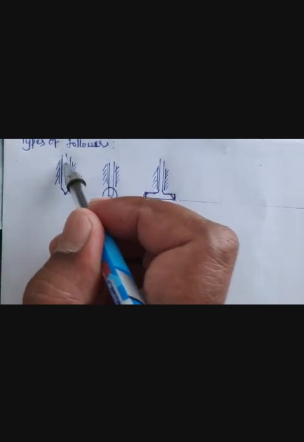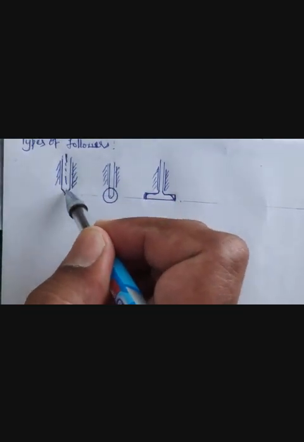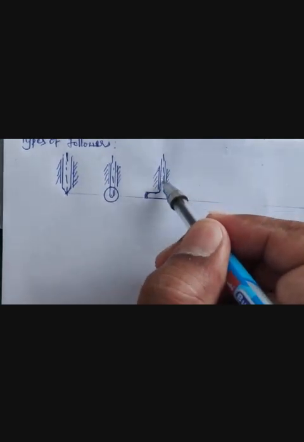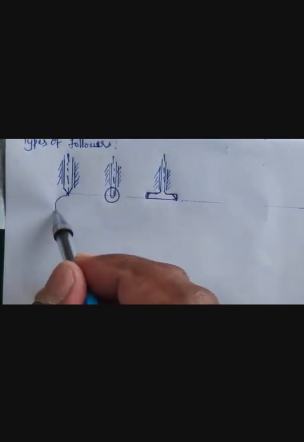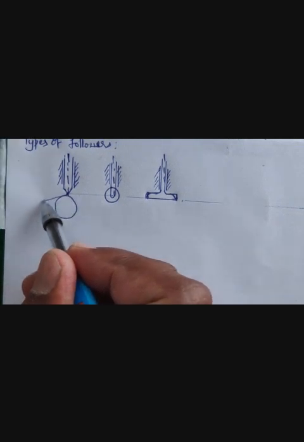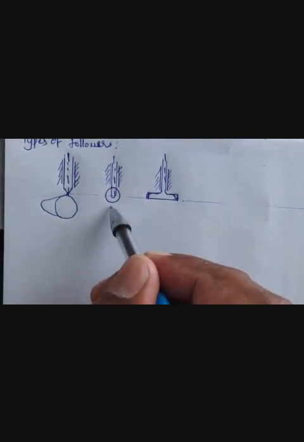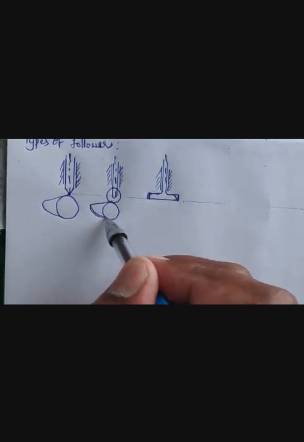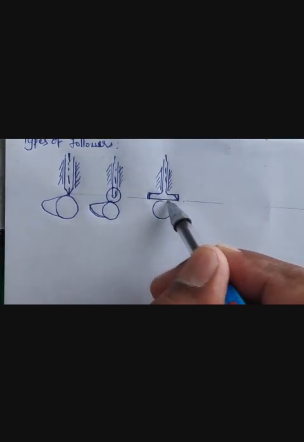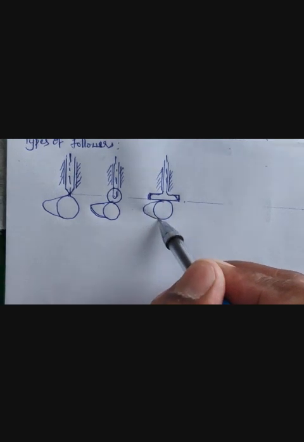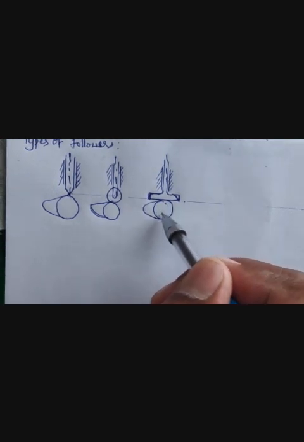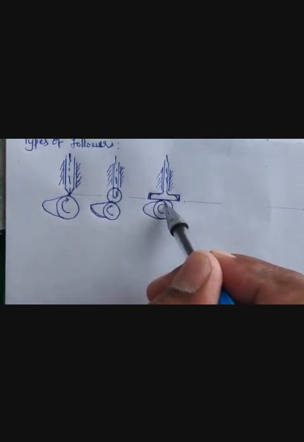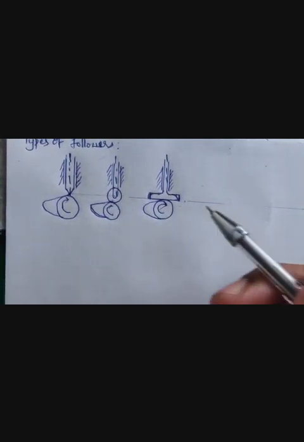All these three types of followers have an axis of reciprocation which is along this. These are due to the cam which comes in contact like this at each of these points, and they make this cam rotate. The rotation of the cam is now converted into the reciprocation of each of these followers.